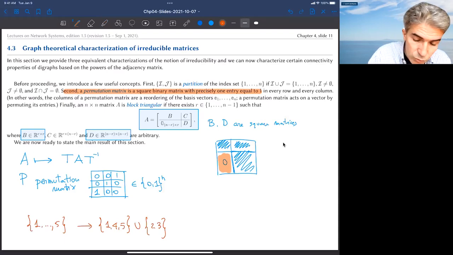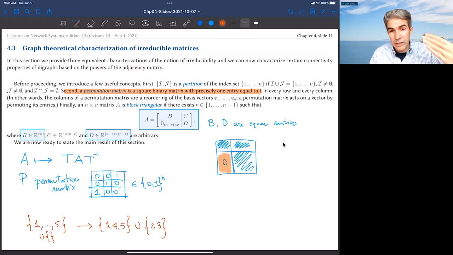One thing is, I don't consider the union of 1, 2, 3, 4, 5 with the empty set to be a partition. A partition has to be two subsets which have nothing in common and are non-empty, and their union gives you back the full set. Okay.